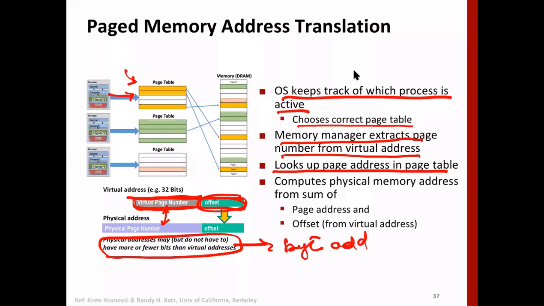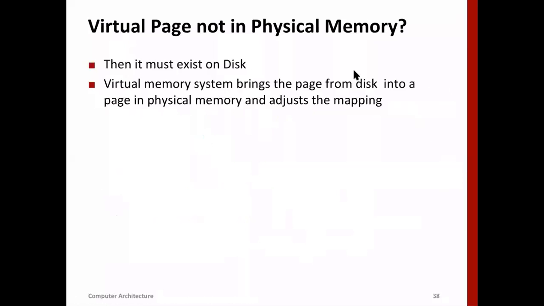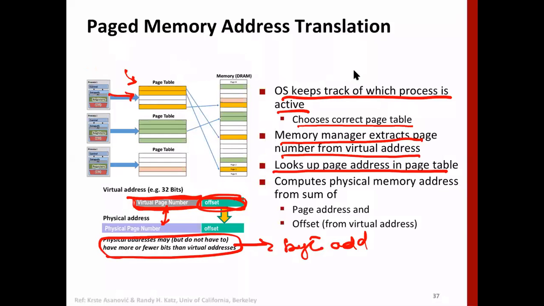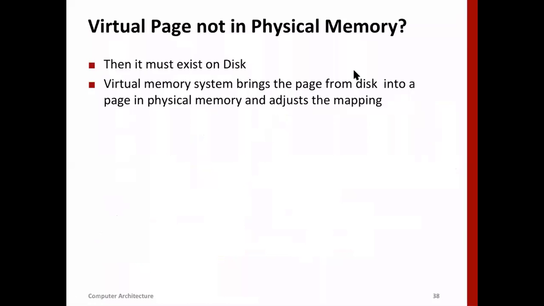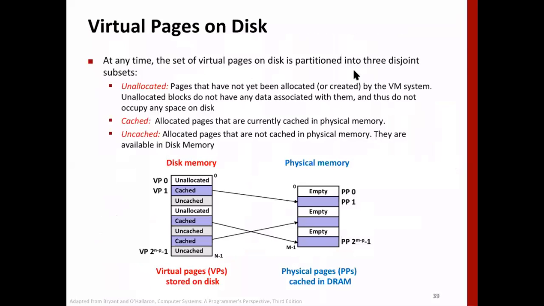All right, so this is simple. Another 2 minutes and then we'll stop. What happens if we assume that the page is available in main memory? What happens if the page is not available? Then something called a page fault happens. When a page fault happens, the virtual memory brings the page from disk into a page in physical memory and adjusts the mapping.